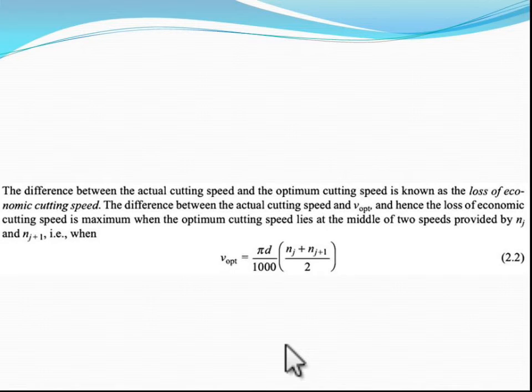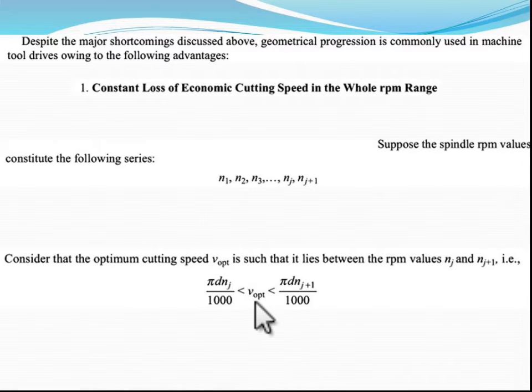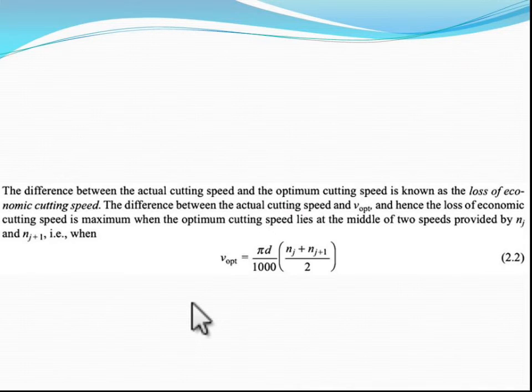The next thing we have to see is the difference between the actual cutting speed and the optimum cutting speed. Let's say the optimum cutting speed is here, and pi d into Nj by 1000 is the actual cutting speed. So what will be the difference? It will obviously be V optimum minus the speed at which you are actually machining. That will be the difference, and this is called the loss of economic cutting speed.